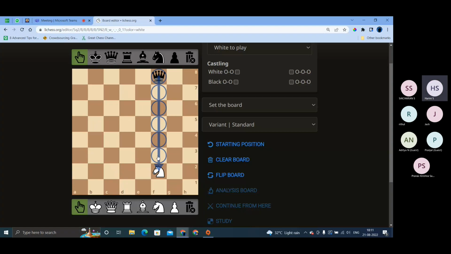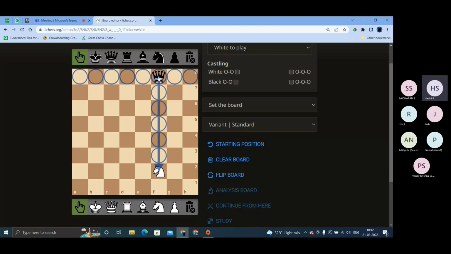Now, Ritul, can you answer? In the 8th rank, which are the squares the queen is controlling? You have to take the 8th rank. A8, B8, C8, D8. So the full 8th rank it is controlling. So the queen can travel all these squares and these squares are empty.